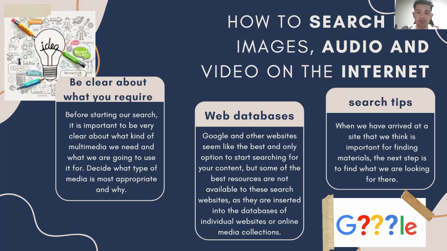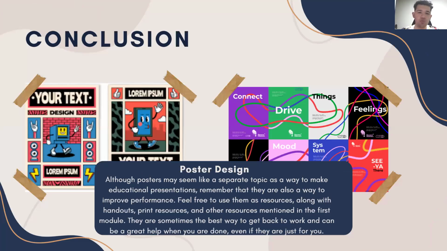And the third step that we give you is search tips. When we have arrived at a site that we think is important for finding material, the next step is to find what we're looking for in those websites. So, never lose your focus or your objective when you're trying to find something in other pages or in other websites, so you could have a clear idea of what you want.